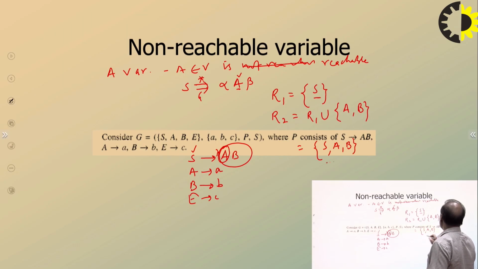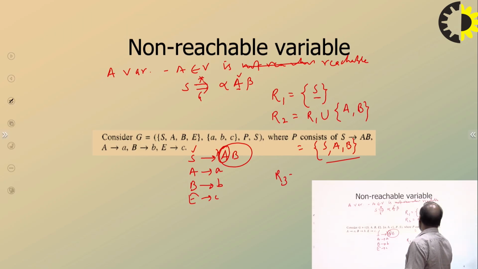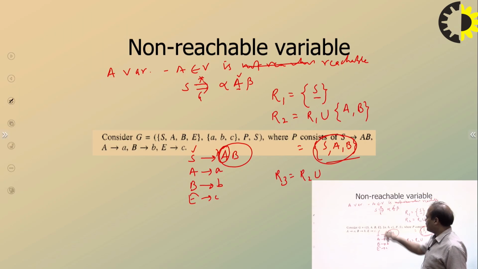Clear? So now, in order to get R3, you are going to get R2 union. Look at these occurrences, S, A, B in the left hand side, and include the non-terminals present in the right hand side.